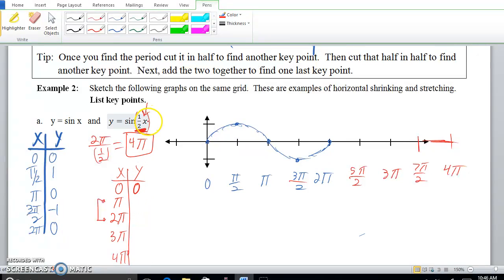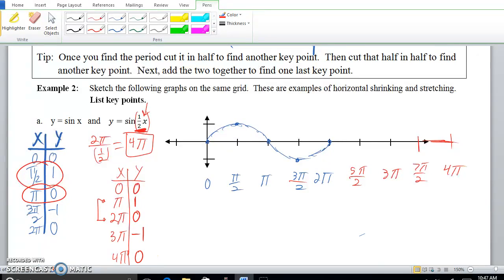Now, when you plug in pi, this really becomes half of pi. Well, you know what half of pi is going to give you for sine? It's going to give you a 1. Then when you plug in 2 pi, you're really getting pi. And you know that that's going to give you 0 and so on. When you plug in 3 pi, it's really 3 pi over 2, so you get a negative 1, and then you get a 0 here.